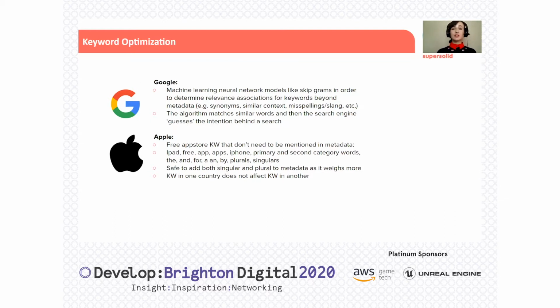And in Apple, there are a number of things you don't actually have to mention in your keywords to actually get ranked for them, such as free keywords, such as iPad, free app, iPhone, etc. Additionally, a keyword in one country does not affect a keyword in another, so you have to do them separately.